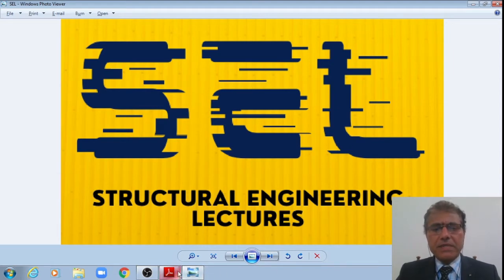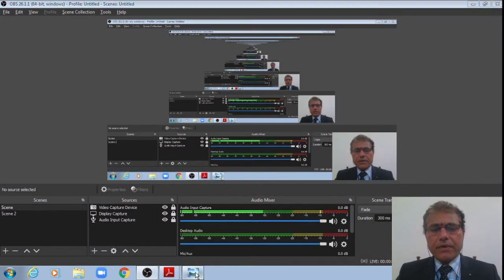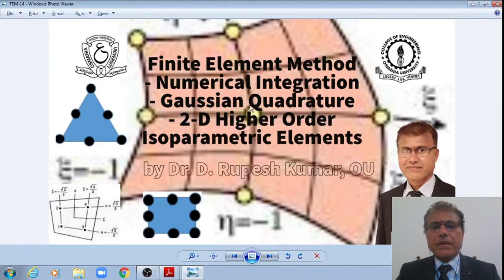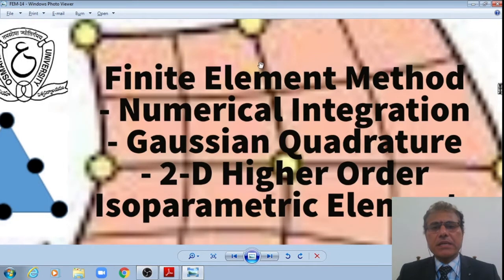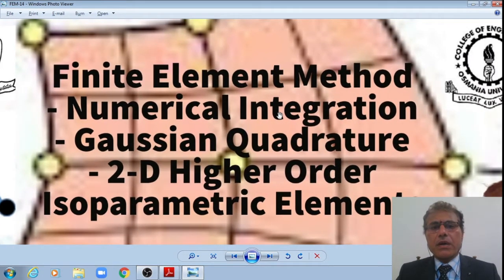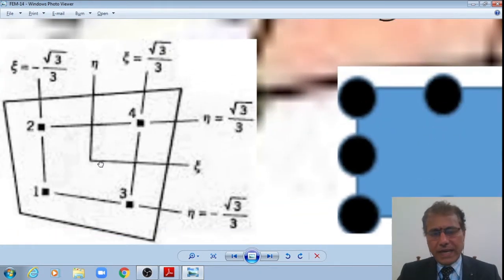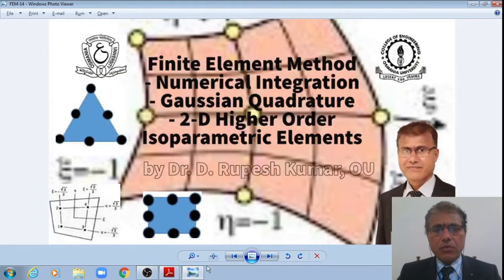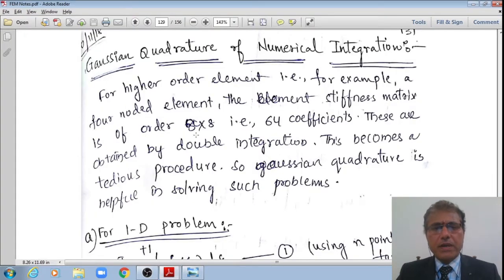In the previous class, we discussed the fundamentals of finite element methods, wherein we saw the 2D four-node quadrilateral, students. Right. In today's class, we shall discuss numerical integration techniques, Gaussian quadrature. Now, let us move to the discussion. This is how the Gaussian quadrature of numerical integration works.